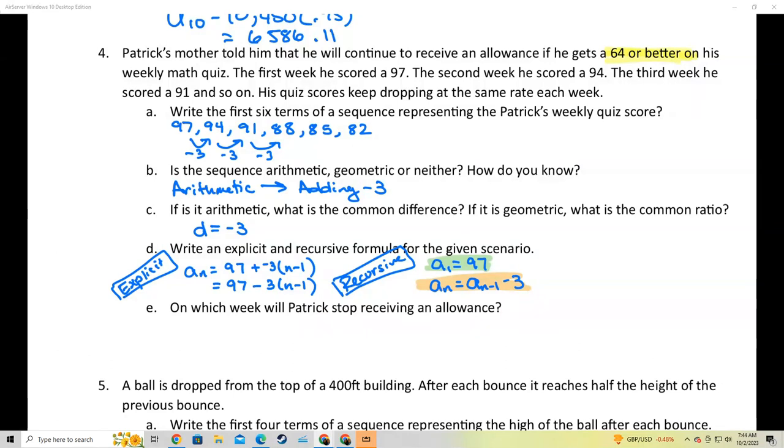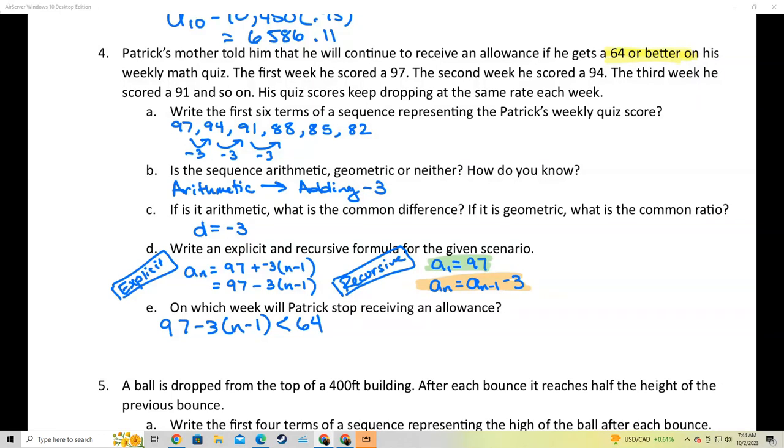So what's his score? His score is going to be this guy right here. This is his score, depending on the week. So I'm going to write 97 minus 3 times n minus 1. If that score is bigger than 64, he's going to get an allowance, 64 or better. But if his score is less than 64, then he's not going to get an allowance. So this is going to tell me when he doesn't get an allowance. I need to solve for this thing.